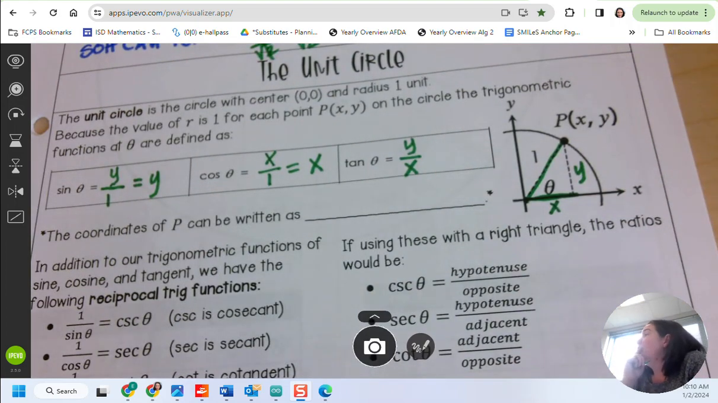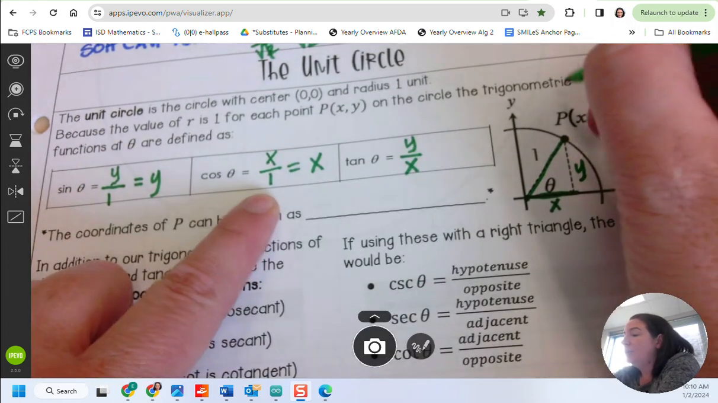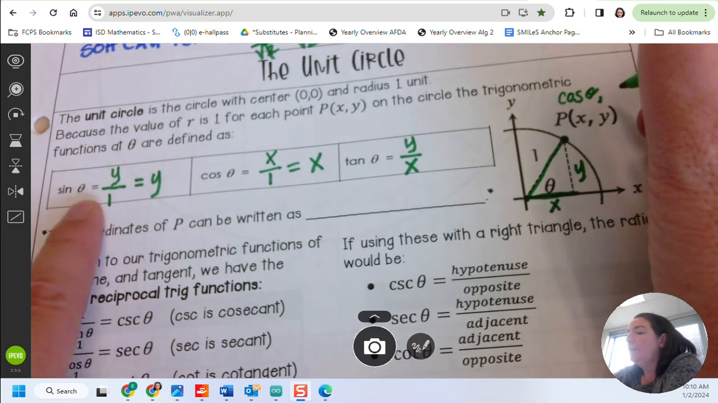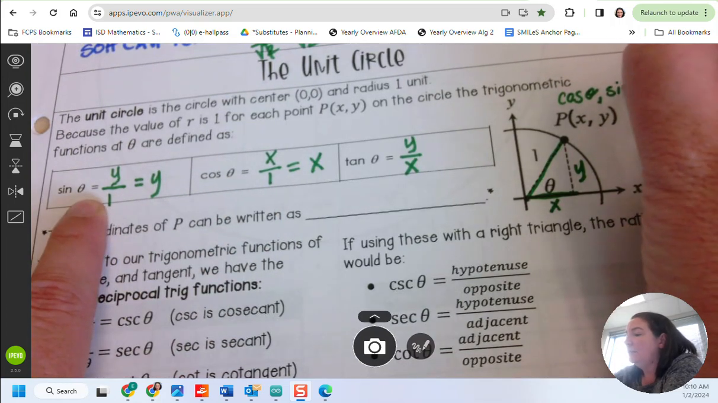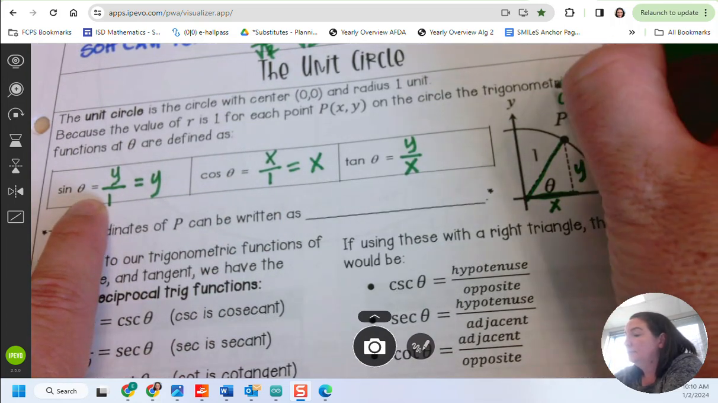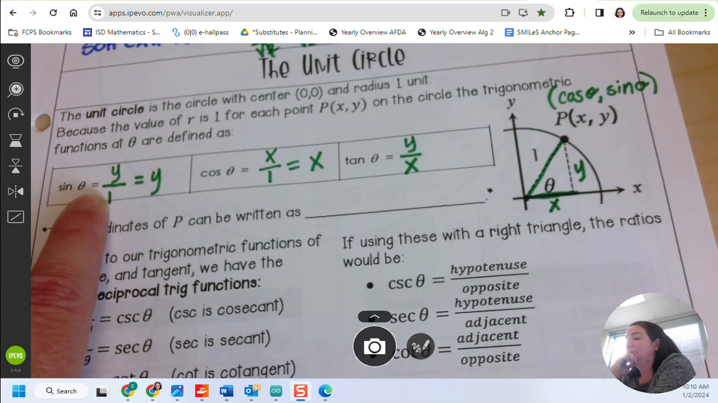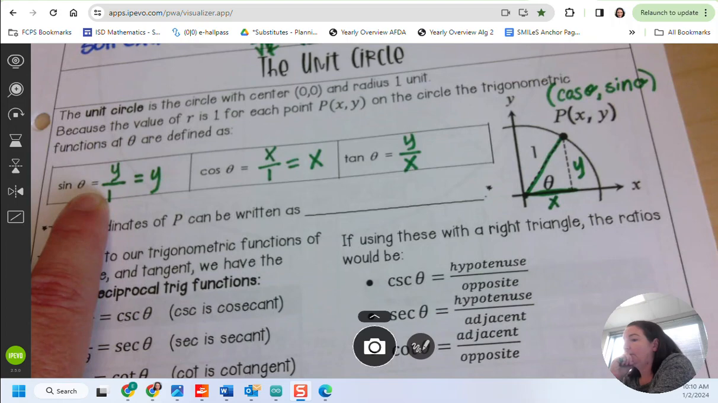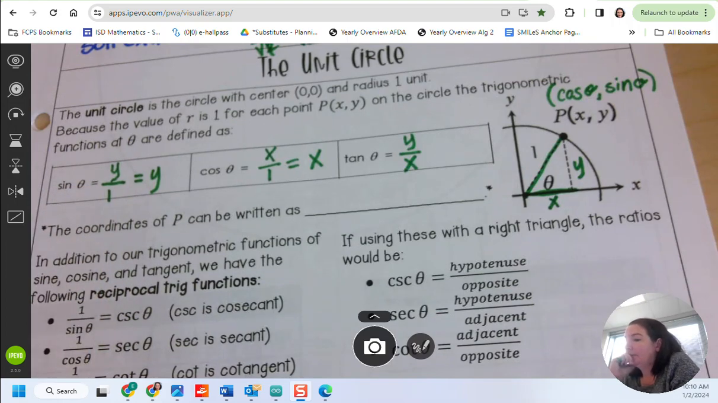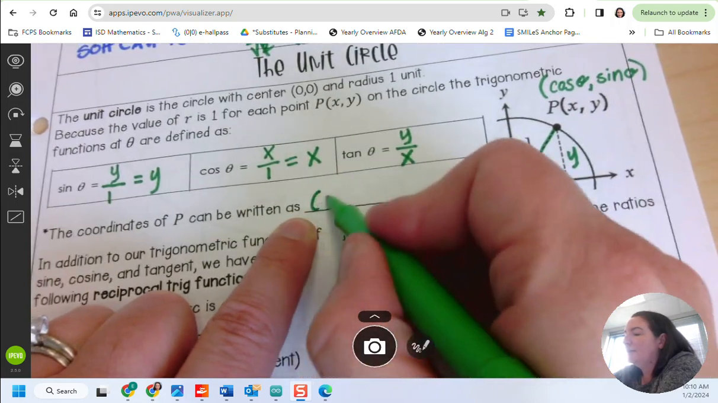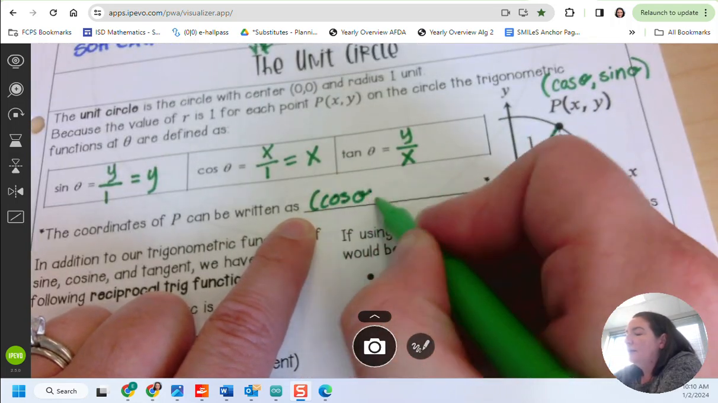All right, so when you know a coordinate on the circle, what you actually know is the x is the cosine of the angle, and the y is the sine of the angle. Cosine theta, comma, sine theta. Oh, and I guess that goes here. The coordinates of P can be written as cosine theta, comma, sine theta.